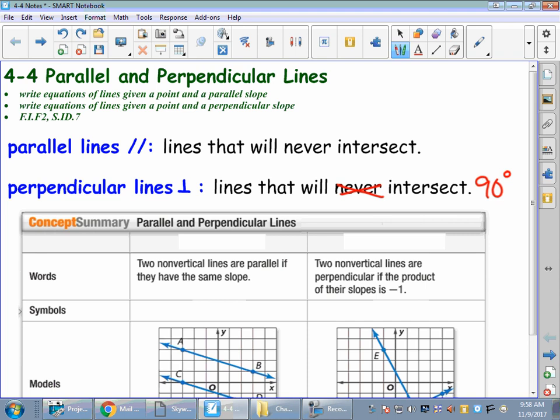When we discovered the slopes yesterday for parallel and perpendicular lines, we learned that parallel lines have the same slope, and perpendicular lines have slopes that multiply to give you -1. The product will be -1. A better way to say that, though, is it has a negative reciprocal. So opposite sign and flip the actual rise and run.